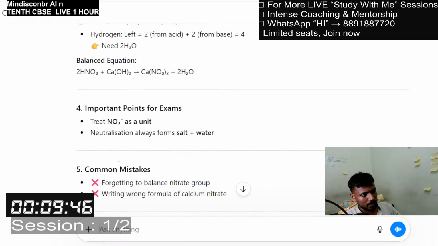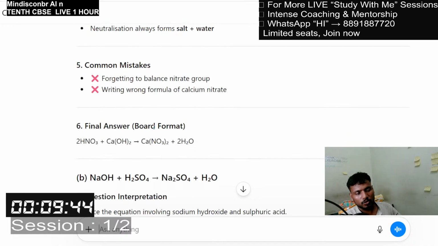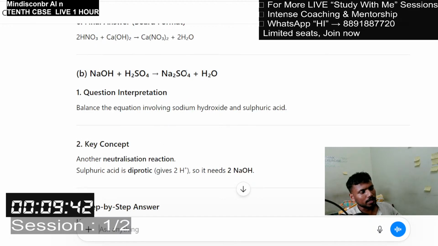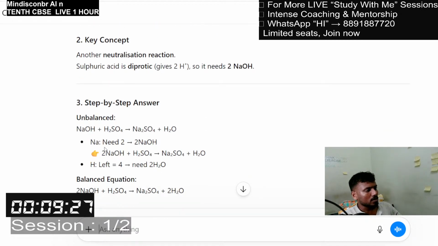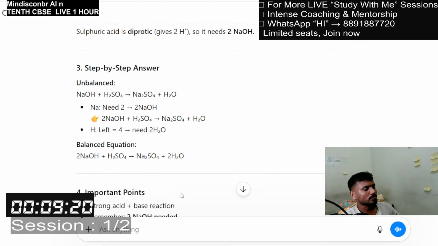Here we said that NO3 minus is taken as a unit, and similarly we will take SO4 2 minus also as a single unit. So we have only 2 oxygen left to balance. Since we balanced here 2 H2O, there will be 2 oxygen atoms also on the right side. Here 2 NaOH plus H2SO4 gives Na2SO4 plus 2H2O.